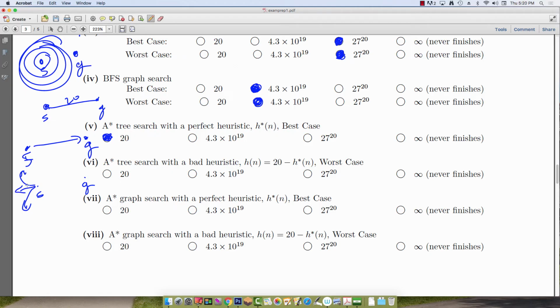And first, let's take a look at it: it's not infinity, because in the worst case this would eventually have to terminate and find the goal, because the only way it could go to infinity is if it found an infinite loop and continued to search along that loop infinitely.